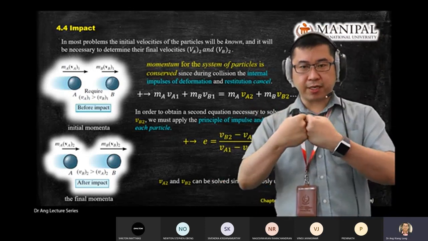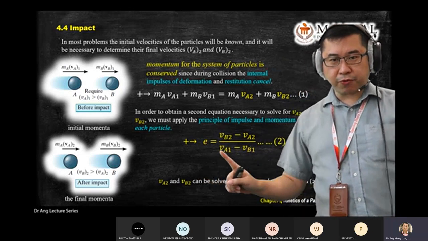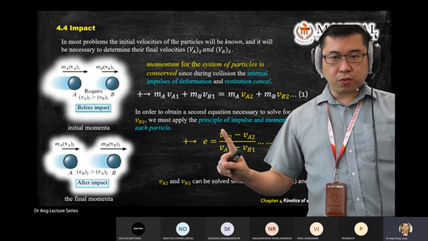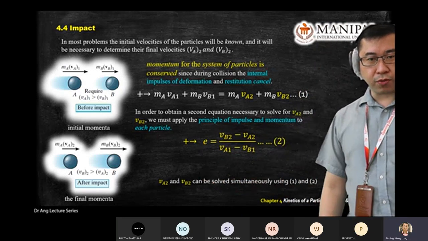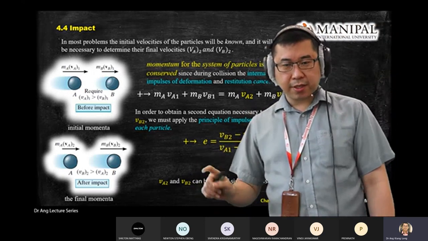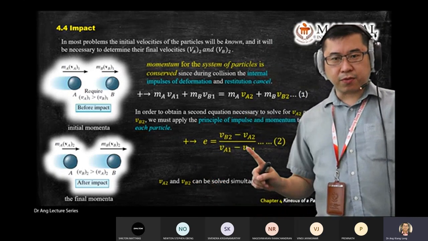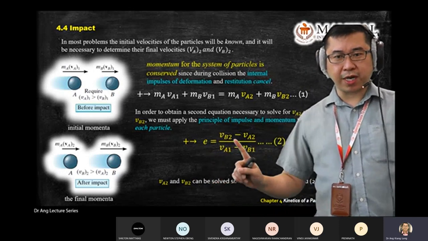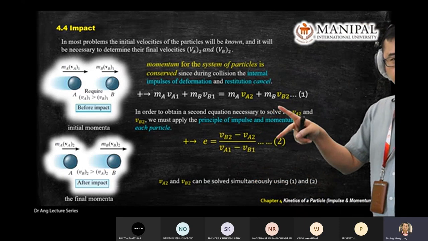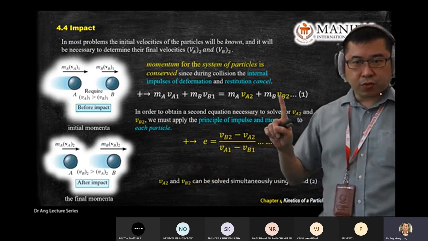If they meet together, it doesn't move. This one becomes 0. This one, you move up, multiply 0. So you have 0 here. VB2 will equal VA2 if joined together, a plastic collision. If it's 1, perfectly elastic, then this one, you move to here and equalize the equation. All right. So basically, you have two equations. You solve the simultaneous equations, and you can find your VA2, VB2.